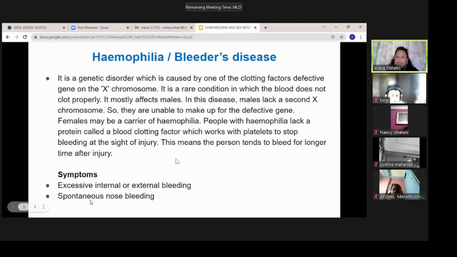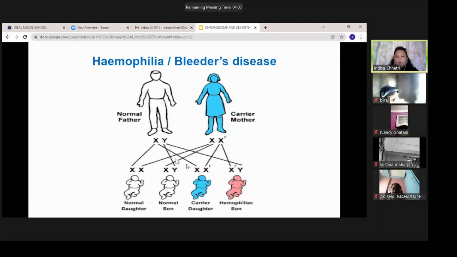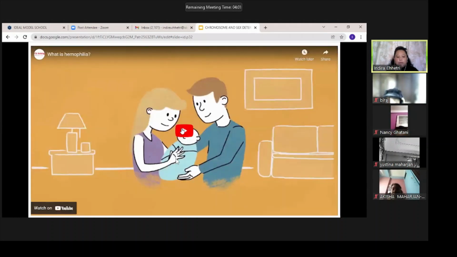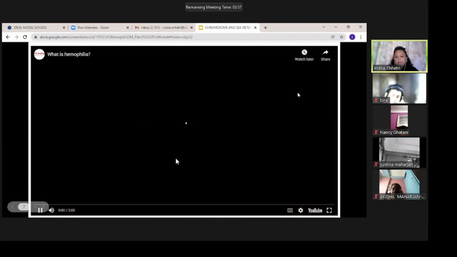Sometimes when very thin blood vessels inside the nose rupture, it's known as spontaneous nose bleeding. These nose bleedings can also be dangerous because even minor cuts and minor injury can lead to excessive blood loss in case of people suffering from hemophilia. So I also want you to look at this video on hemophilia so that you have a more understanding of it. Okay, so just watch this.